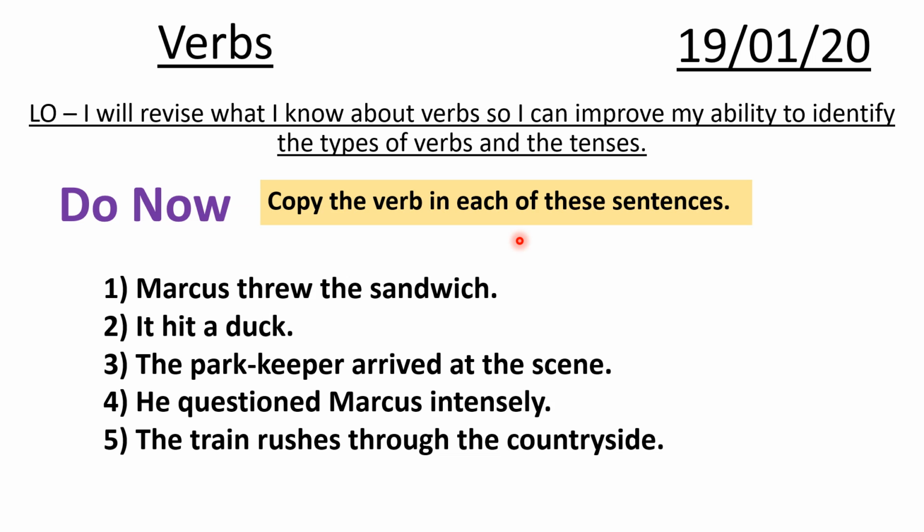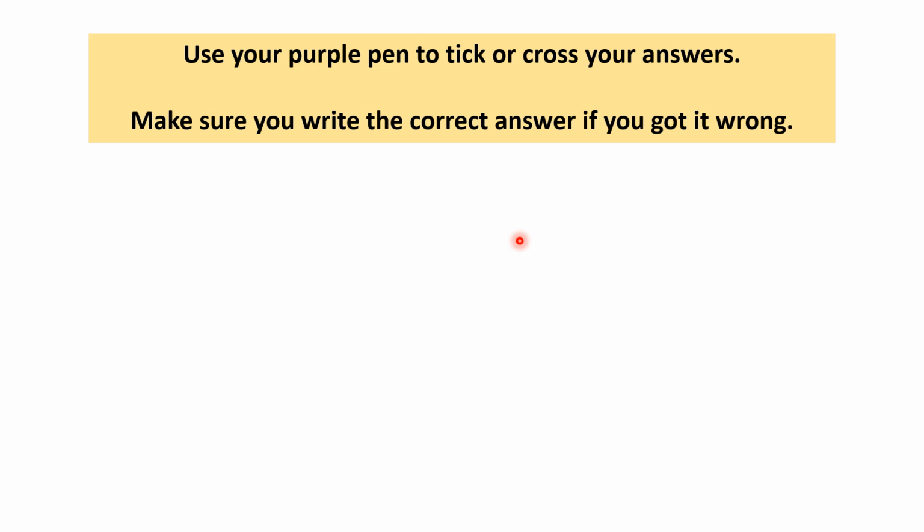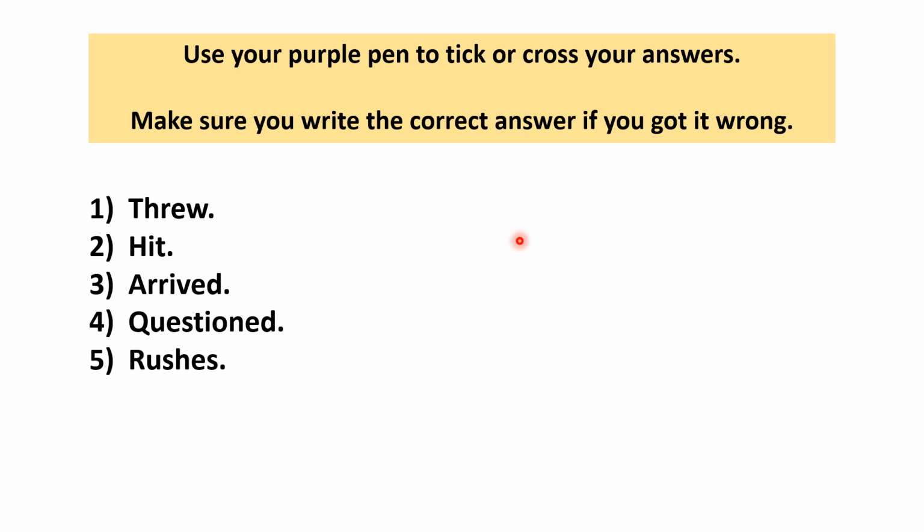Okay, if you're back, that means you are ready to make some purple pen corrections. Tick it if you got it right, give it a cross if you got it wrong, but it doesn't matter, just make sure you correct it. Here are our verbs: threw, hit, arrived, questioned, and rushes. Pause the video and make any corrections that you need to.